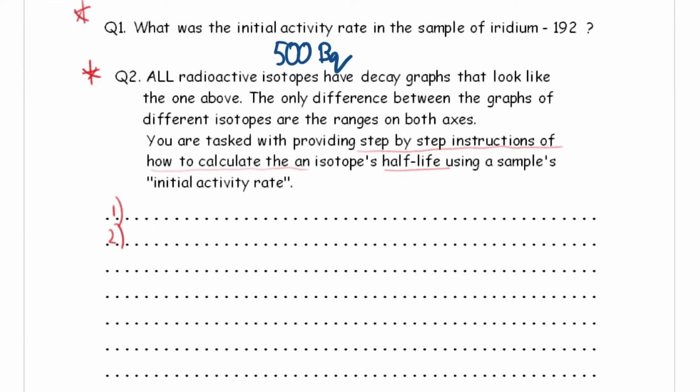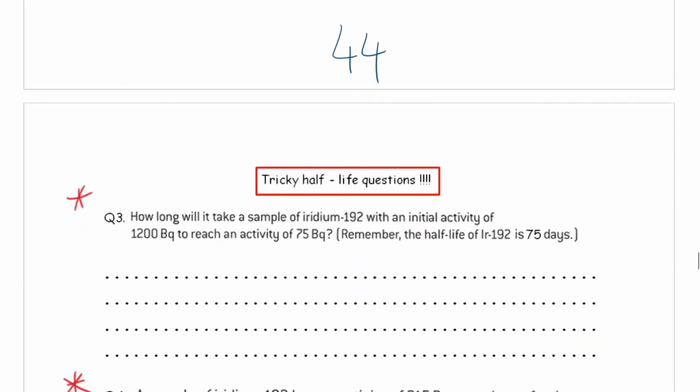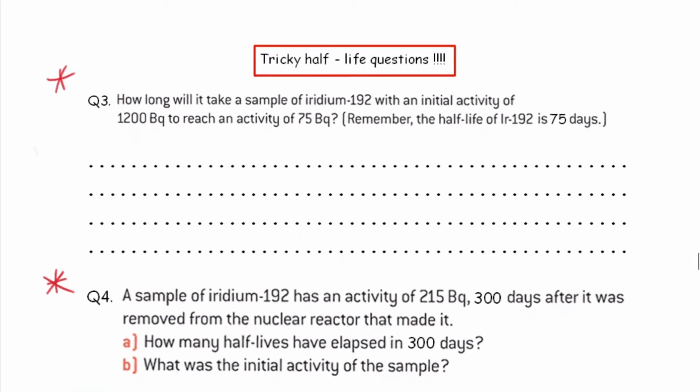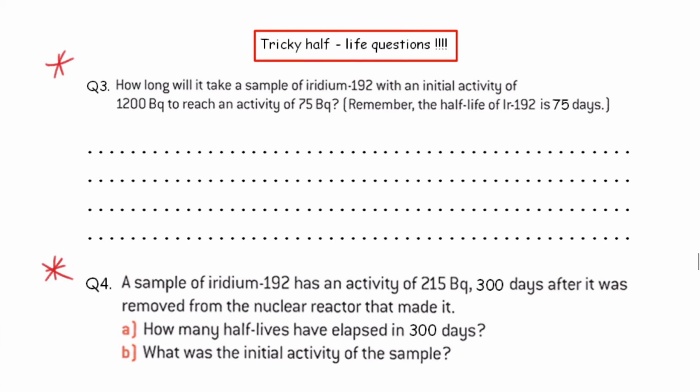Question 2, I've already talked to you about how to do that. Question 3: how long will it take a sample of iridium-192 with an original activity of 1200 becquerels to reach an activity of 75? Okay. What you do is keep on halving from the original activity. So half of 1200 is 600 becquerels. This is quite a common exam question, and that'll be 1 half-life.